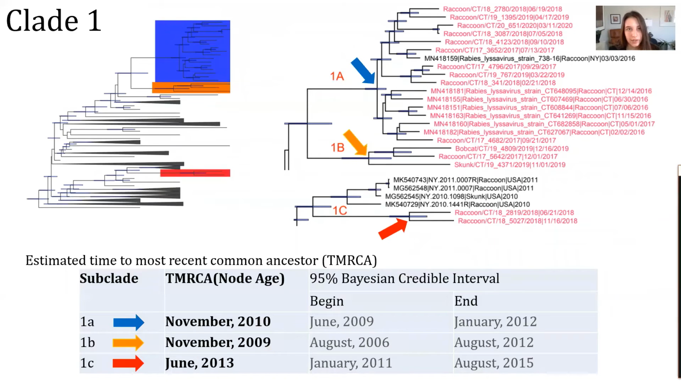Clade 1 is divided into 3 subclades, 1A, 1B, and 1C. The 21 sequences in this clade are genetically similar to a New York sample. We estimated the time to most recent common ancestor, known as TMRCA, for these subclades. The TMRCA provides an estimate of when subclades emerged that allows the possible date of introduction to Connecticut of each subclade to be inferred. As shown in this table, subclade 1A has a node age of November 2010, 1B has a node age of November 2009, and 1C has a node age of June 2013.